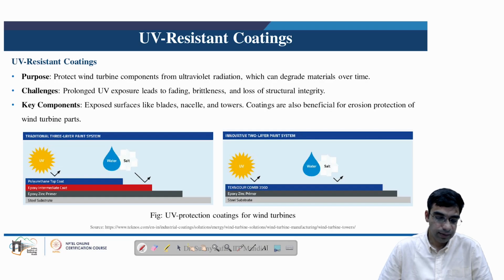Here we can see the schematic of the ultraviolet resistant coating, which consists of several layers: we have the epoxy zinc primer, then the epoxy intermediate coat, and then a polyurethane top coat. All these materials help in resisting not only the ultraviolet radiation, which is resisted by the top polyurethane coat, but also water and salt, another weathering element to which wind turbines are exposed, especially in offshore locations, which are resisted by the epoxy intermediate layer.